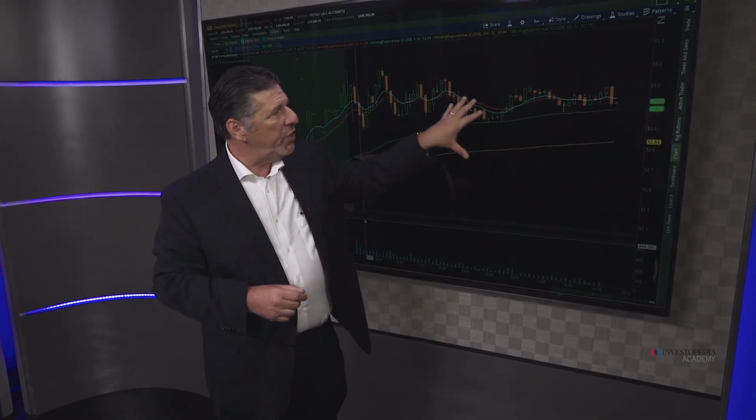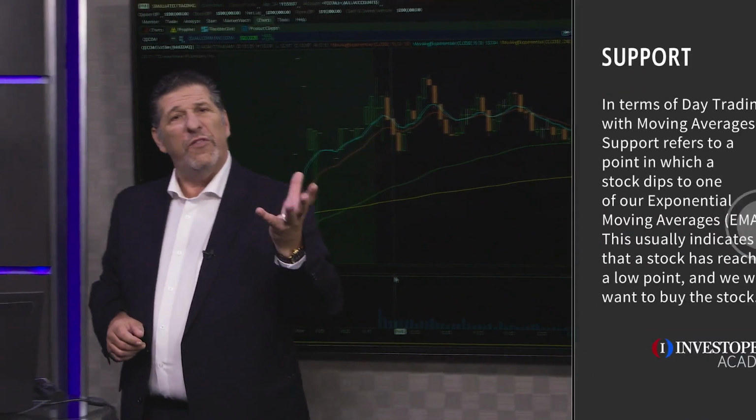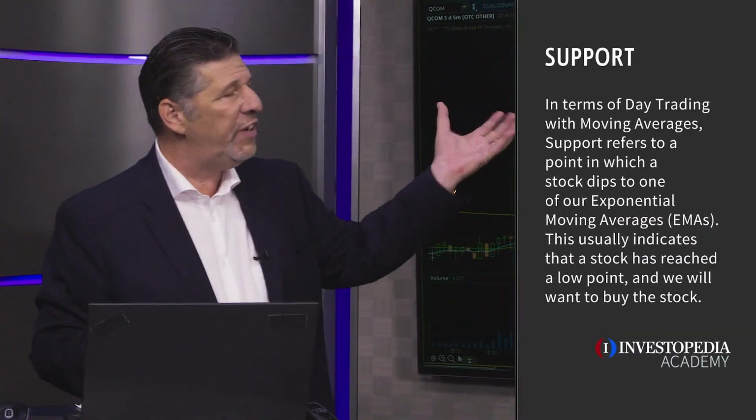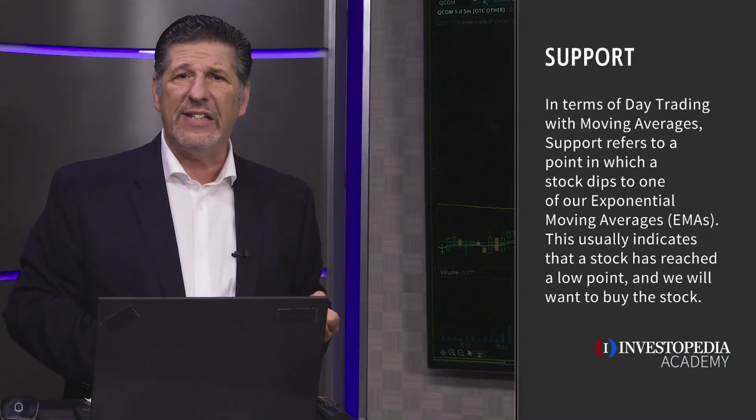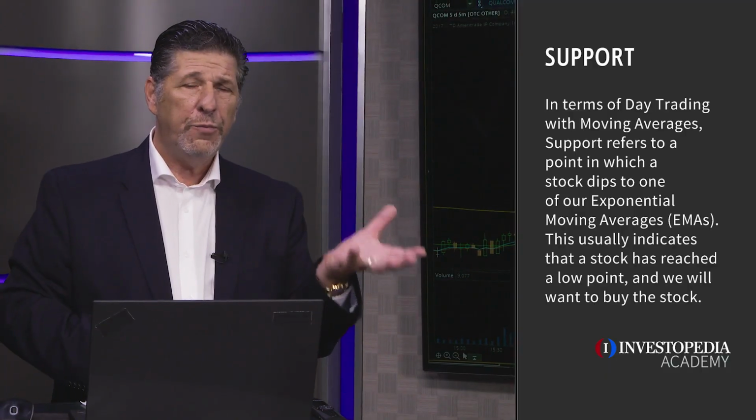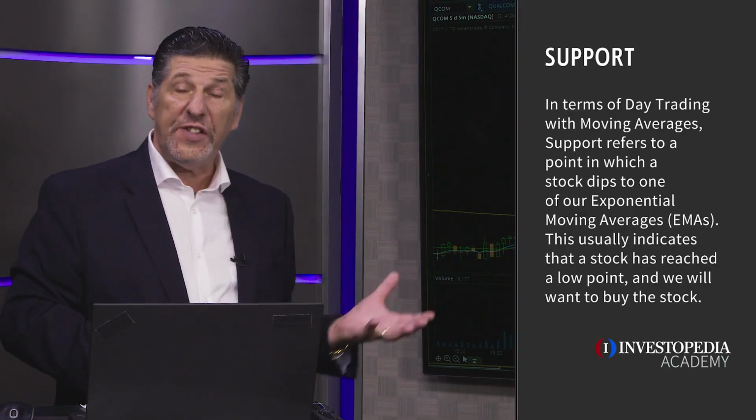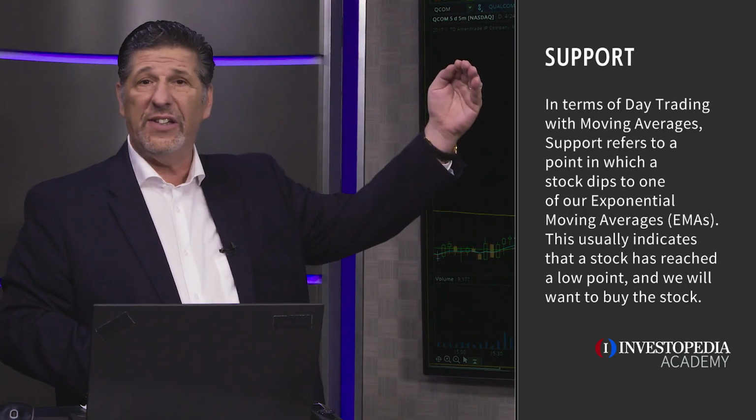This is our most important technical tool, and what moving averages show, very simply, is support and resistance. When we find the support on a chart using a moving average, that means we want to buy a stock. So when we find support, we want to buy. And when we find resistance on a chart, that means we want to sell a stock.